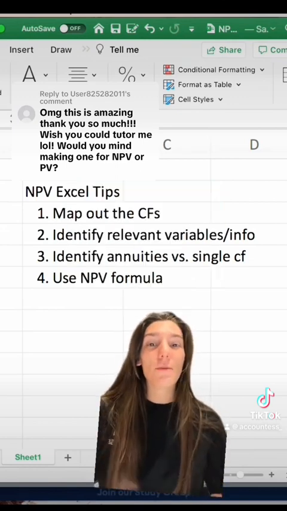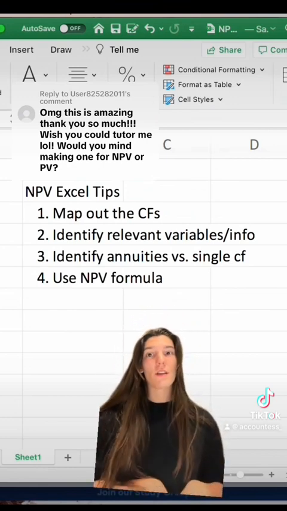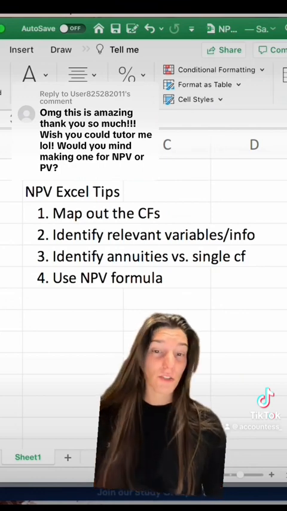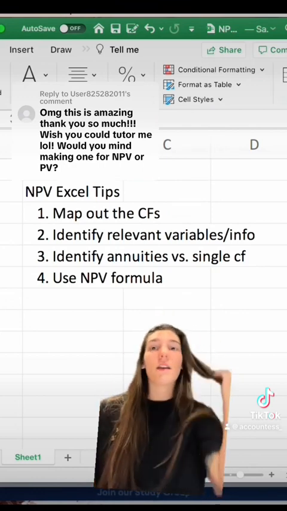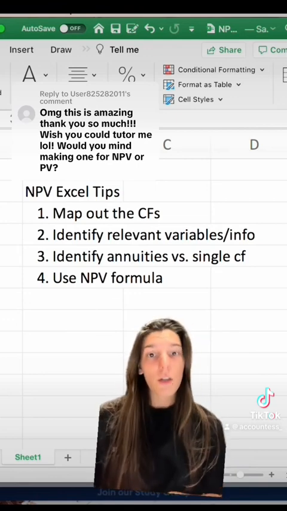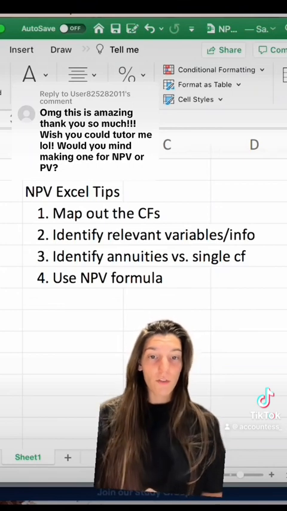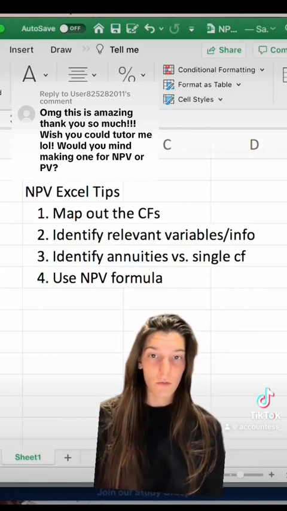I'm going to start out with just some tips and then I will do 2 different examples. One that I think is more in line with what we would actually see on the exam, and then another more involved one. Just to go down this list real quick, these are the things that you want to keep track of when you are doing NPV problems on the CPA exam.